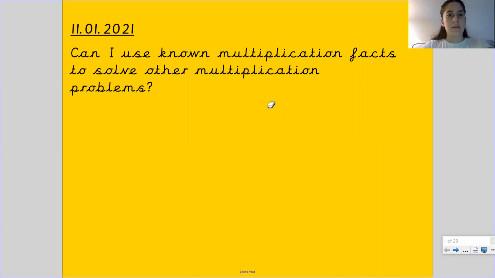Today's learning objective in maths is, can I use known multiplication facts to solve other multiplication problems?